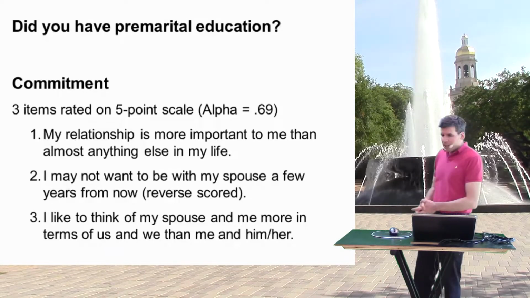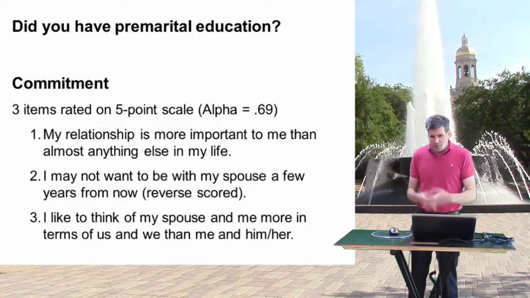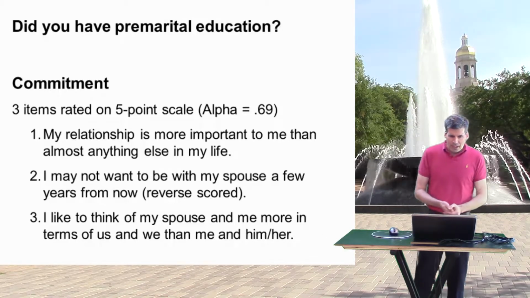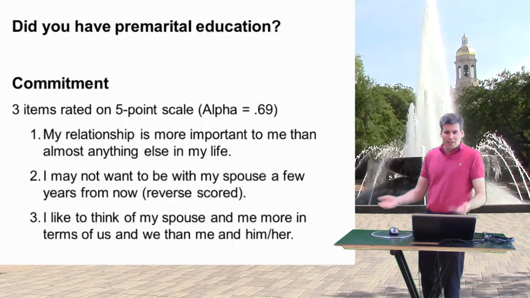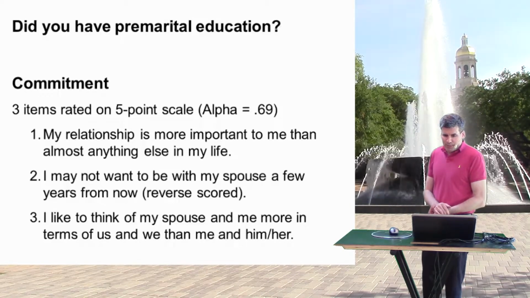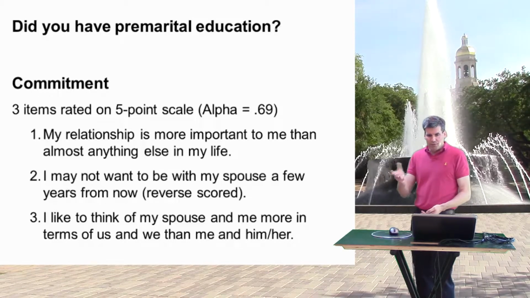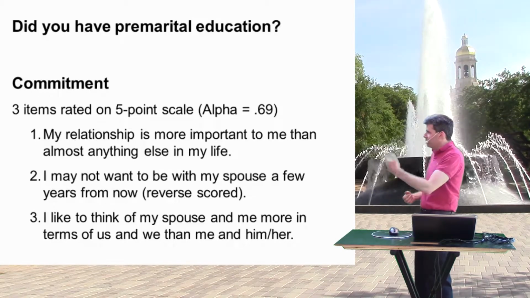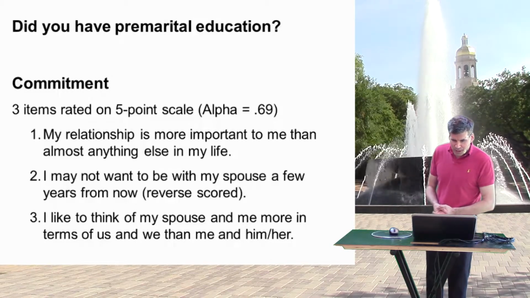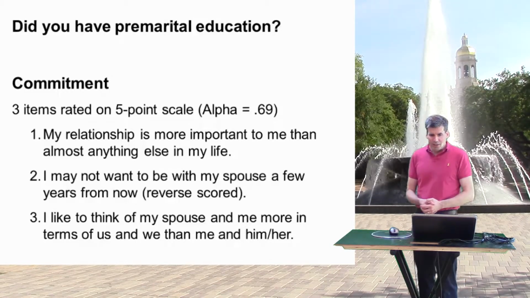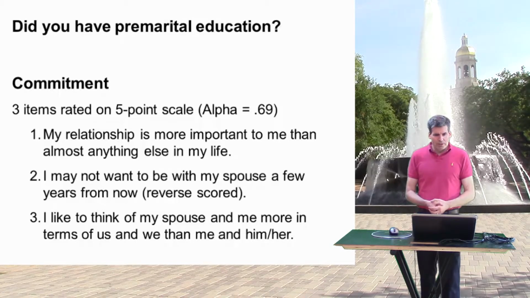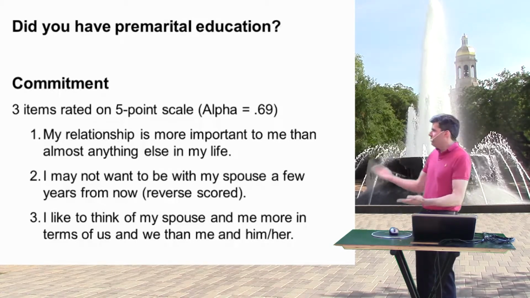Three very quick items. They asked these people over the phone, say on a 5-point scale, to what extent would you say my relationship is more important to me than almost anything else in my life? Number two, I may not want to be with my spouse a few years from now, and that's reverse coded so that if you say yes to that, it gives you a lower score. And number three, I think my spouse and me are more in terms of us and we rather than me and him, her. So they asked those questions over the phone and they rated each one on a 5-point scale.